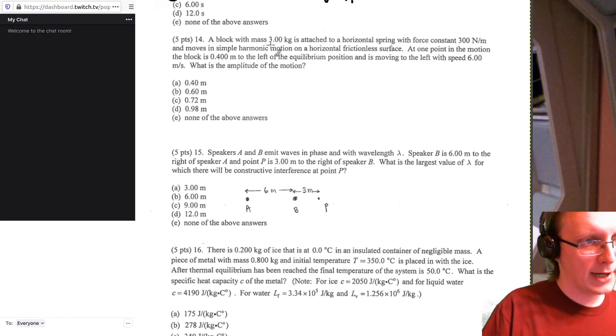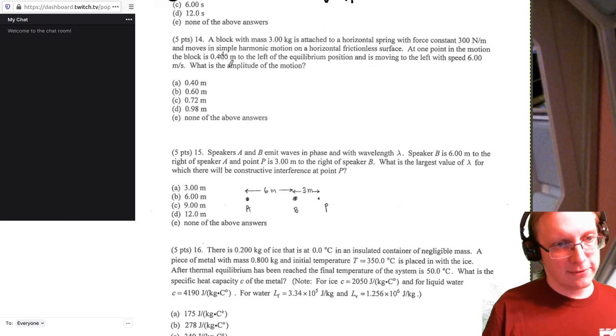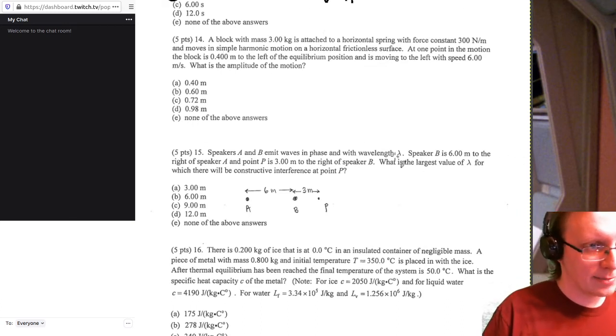A block with a mass of 3 kilos attached to a horizontal spring with a force constant of 300 newtons per meter. All right, we got an M, we got a K. And moves in simple harmonic motion on a horizontal frictionless surface. At one point in the motion, the block is 0.4 meters to the left of equilibrium position and is moving to the left with a speed of 6 meters per second. What is the amplitude of motion?